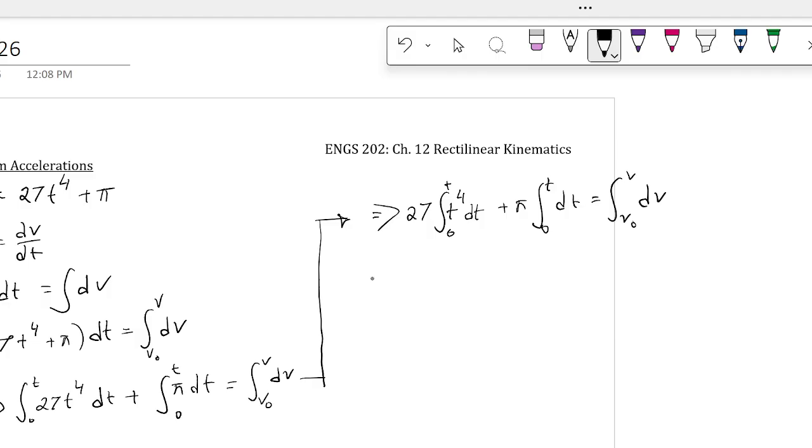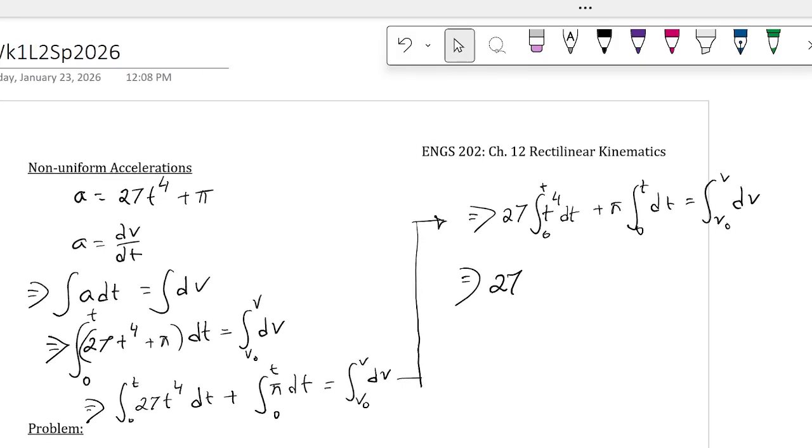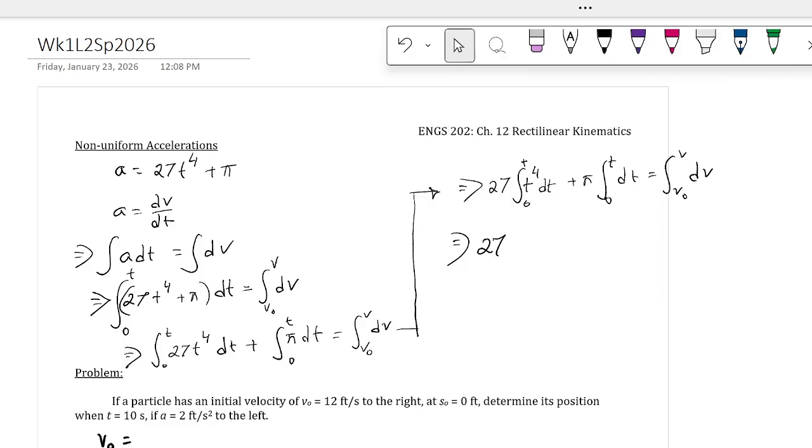So then what do you want to do? You'd like to do the same on this integration. You have t to the power 4. This t to the power 4 can be considered as x to the power n, in this case t to the power 4. So you're going to do a similar thing, 4 plus 1 divided by 4 plus 1, right? And you have a limit which is 0 to t.